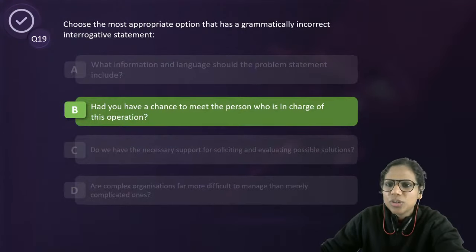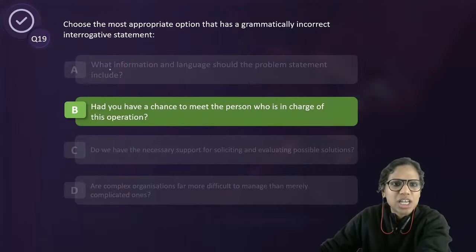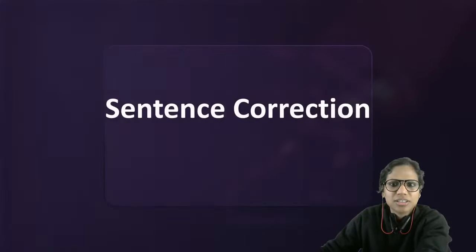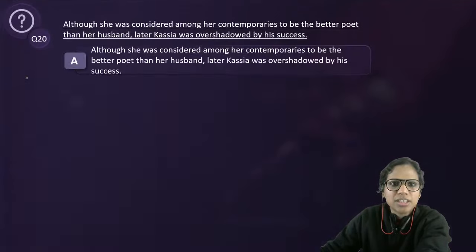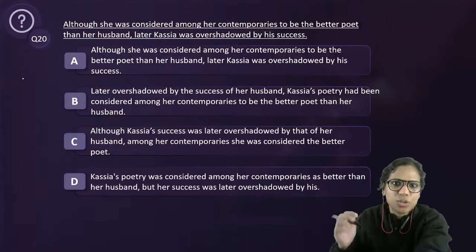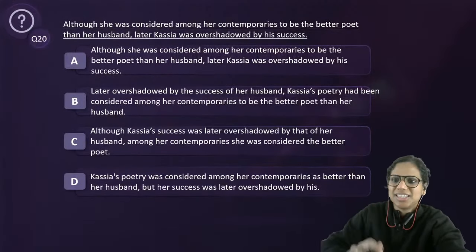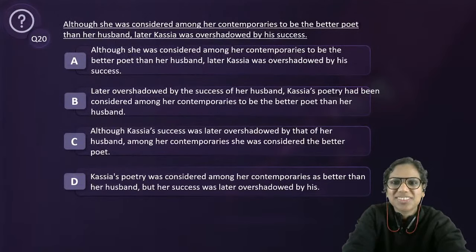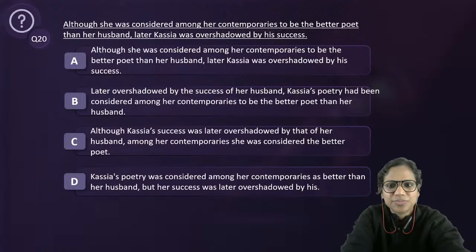Okay, just two more questions to go. I want you to be more enthusiastic, more responsive. Let's have a look at a couple of sentence correction questions. Yes, let's see what you say here. Darshit says B. Acha, for I think the previous one.